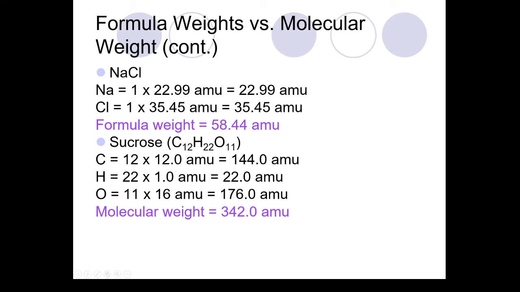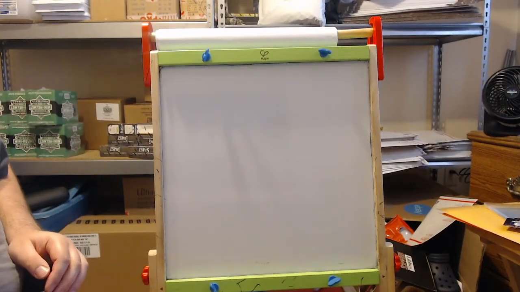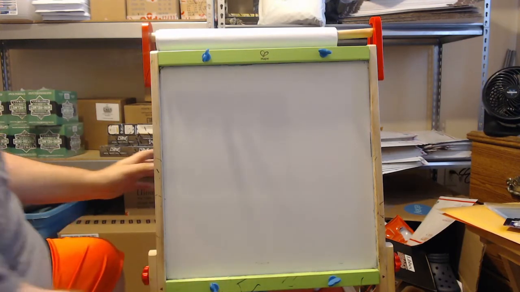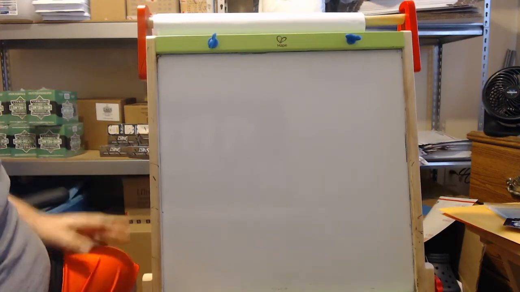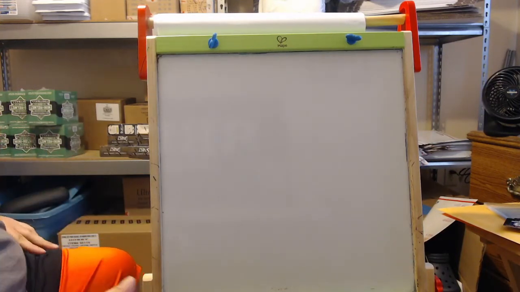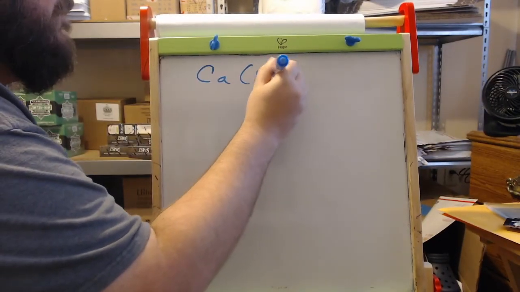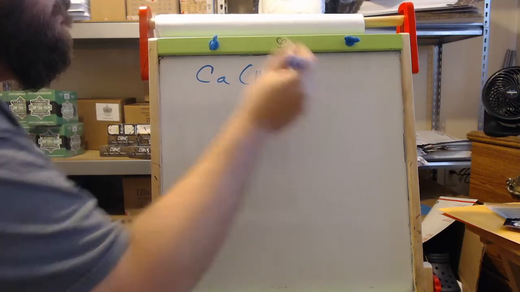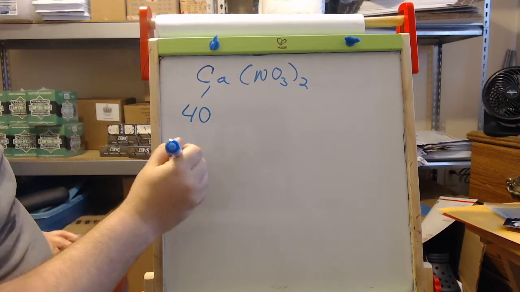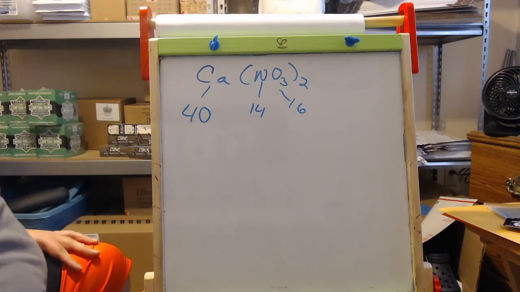Now, a couple things I want to show you here is what if I do have one of those polyatomics. Let's say I do have a polyatomic, and let me think of one. So calcium nitrate, and I wanted to find the mass of calcium nitrate. If I look them up, calcium is 40, nitrogen is 14, and oxygen is 16.